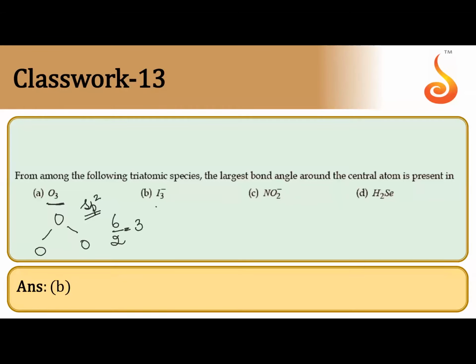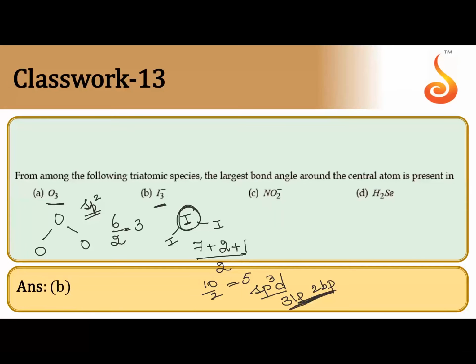Okay, what about I3 minus? This also we did, I think, in yesterday's class. Once again, iodine, very important for competitive. Iodine is the central atom, 7 valence electrons, attached to 2 monovalent atoms and 1 more electron, divide by 2: 8, 9, 10 by 2, which is 5. So sp3d. But what is the shape? You're having 3 lone pairs and 2 bond pairs. What is the shape, children? So if you have 3 lone pairs, you put them here, here, here. And you just have iodine here, iodine here, iodine here.